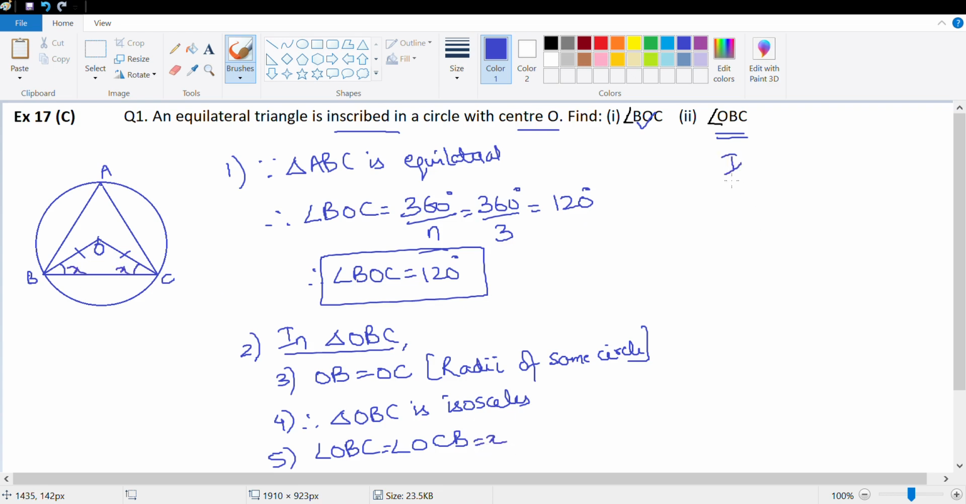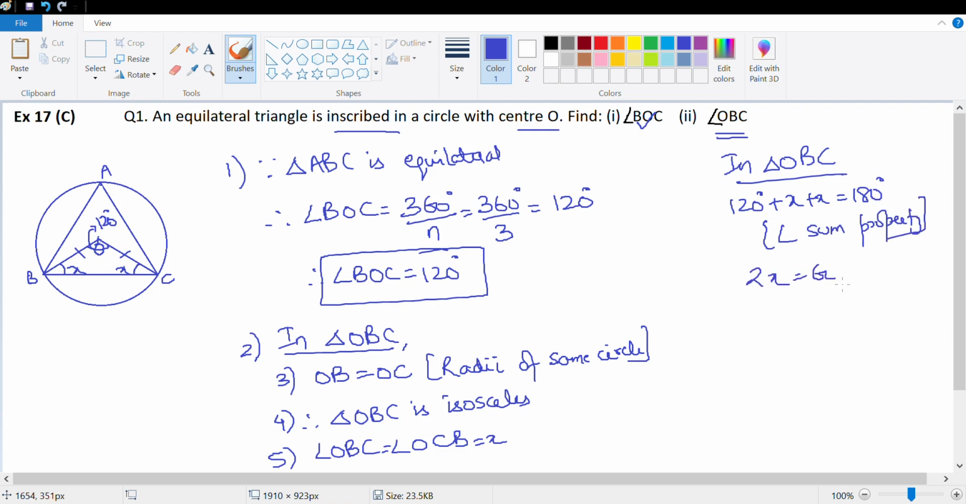Now in triangle OBC, we just calculated angle BOC as 120 degrees. So 120 degrees plus 2x is equal to 180 degrees. This is the angle sum property, which means 2x is equal to 60 degrees. Therefore, x is equal to 30 degrees. They have not given x, so I would write the answer in the way they've asked, which is angle OBC is equal to 30 degrees.